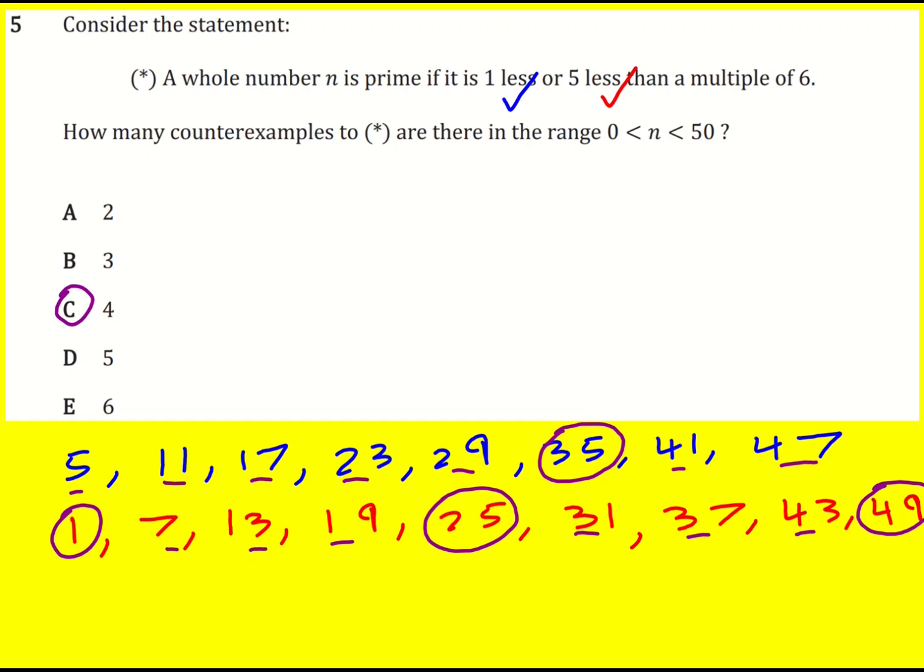I'm just saying one other thing, there can be other primes that are not in this form. It's just saying that they are prime if they're 1 less or 5 less than a multiple of 6. That doesn't mean that if they're, for example, 2, which is not 1 less or 5 less than a multiple of 6, it is not prime. That's not really being considered in this situation. The implication only goes this way, whereas we're not looking the other way. Okay, so 4 counterexamples.